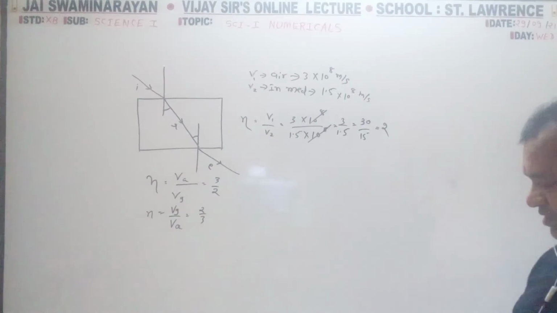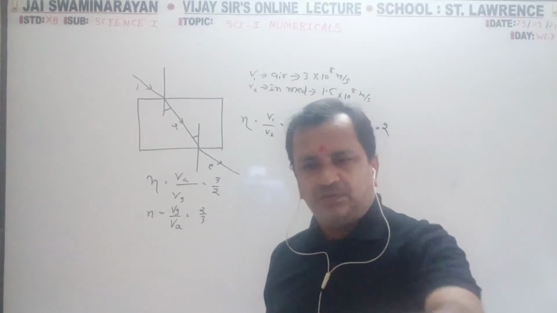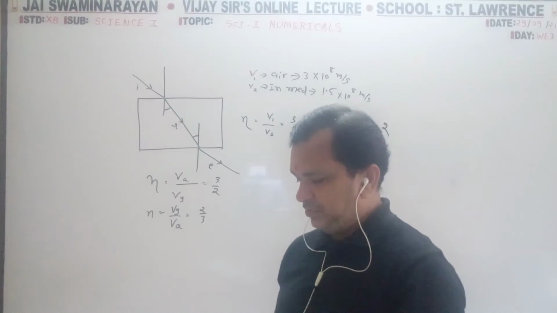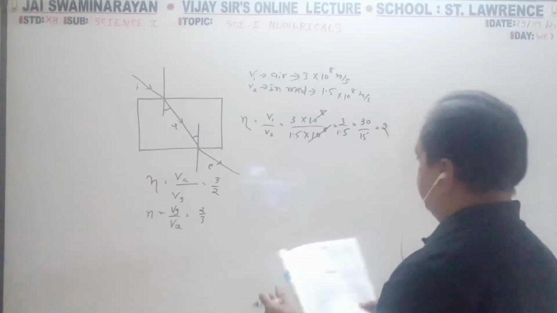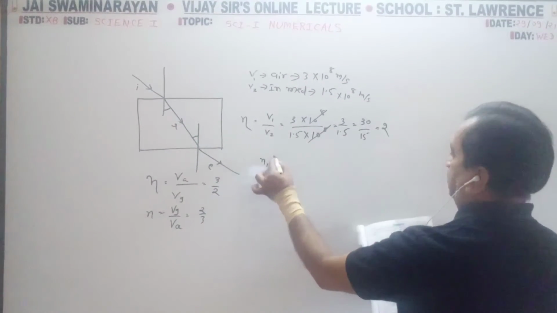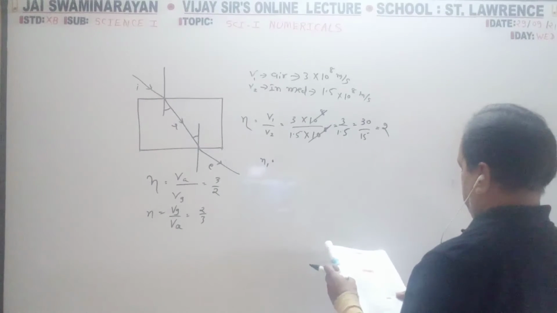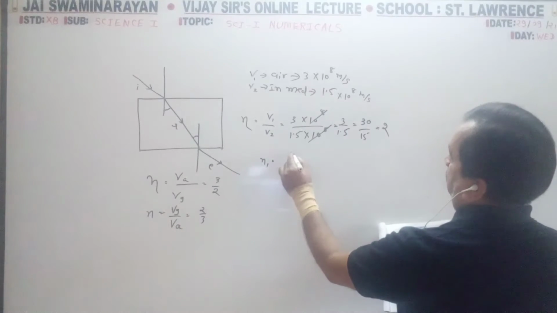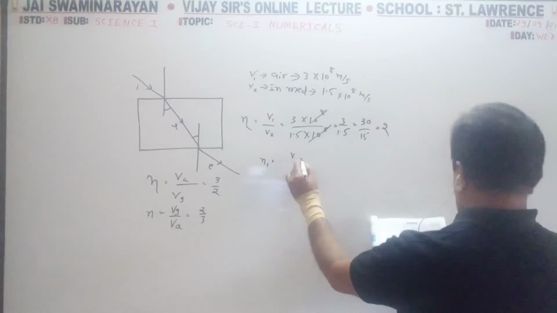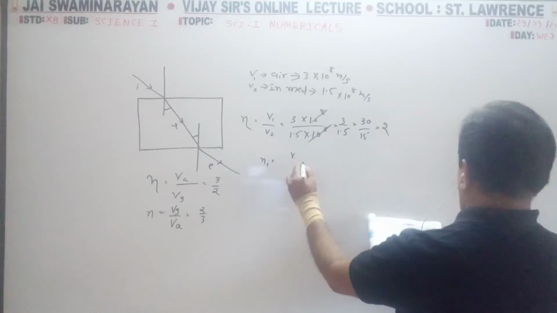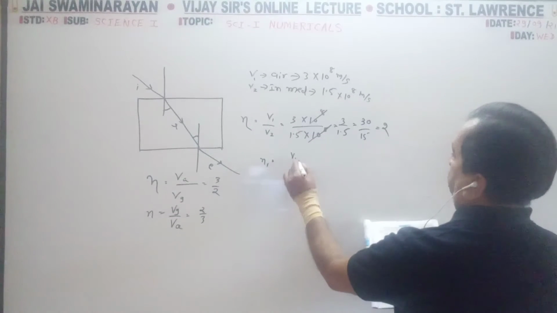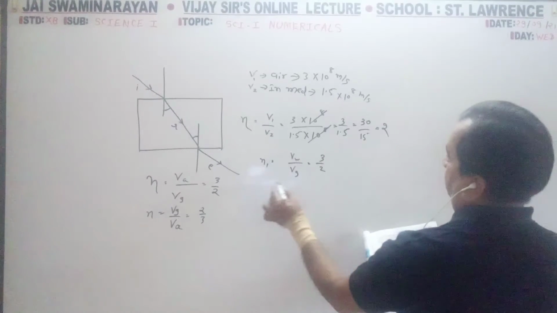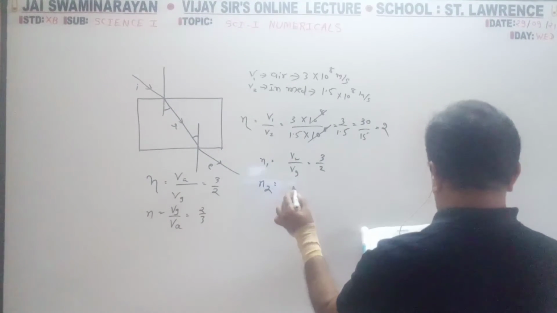Here too it is given. Now, the absolute refractive index of glass and water: speed in water, speed in glass, that is given 3 by 2. Refractive index 2.